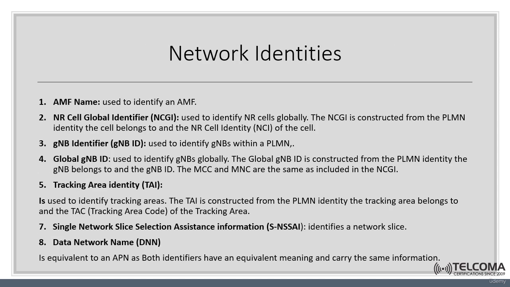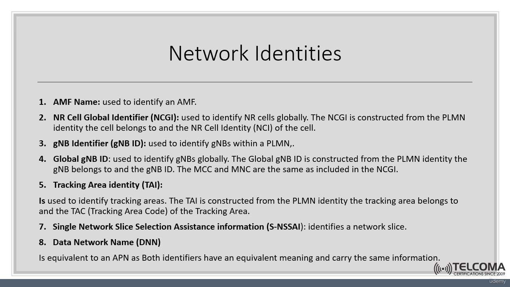Here, we will try to explain what the identifiers used on the network level of the 5G new radio are. So we have the first one, the AMF name, which is used to identify the AMF. And the AMF name is a globally unique number. And you should note that the AMF can be configured with one or more GUAMIs.